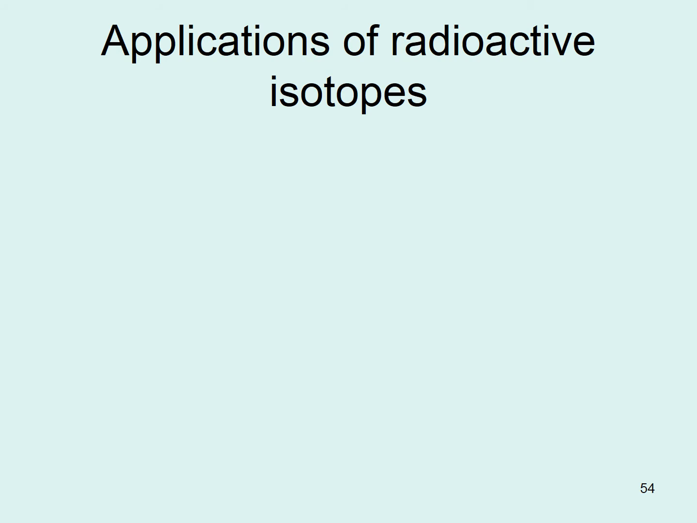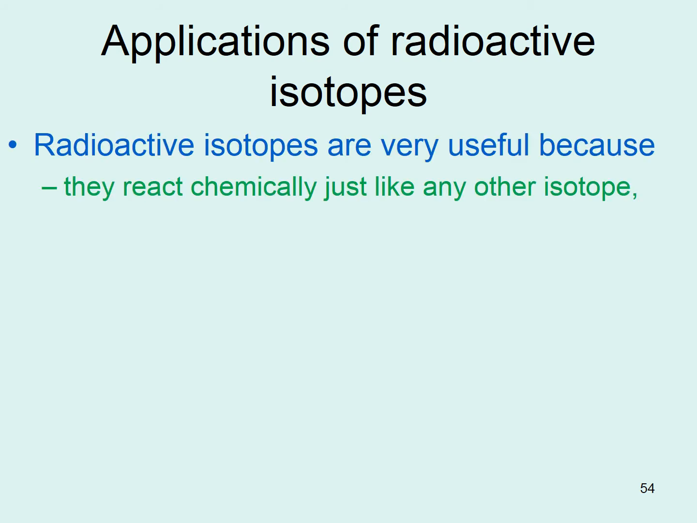All right, so let's talk a little bit about applications of radioactive isotopes. Radioactive isotopes, like I said earlier, they're very useful. Number one, because they react chemically just like any other isotope. So if we're talking about gallium, or if we're talking about iron in the blood, iron reacts like iron no matter what type of isotope it is.